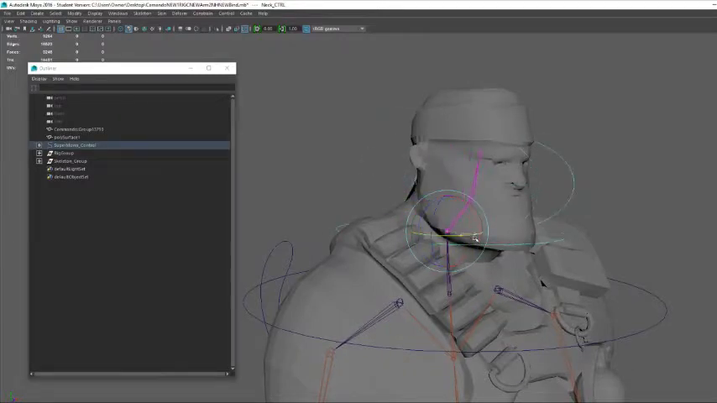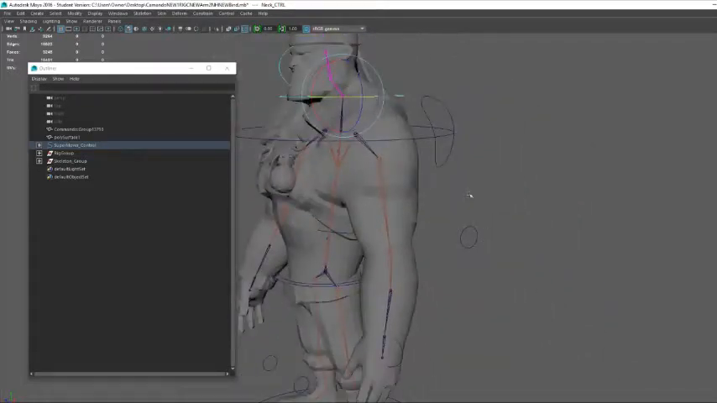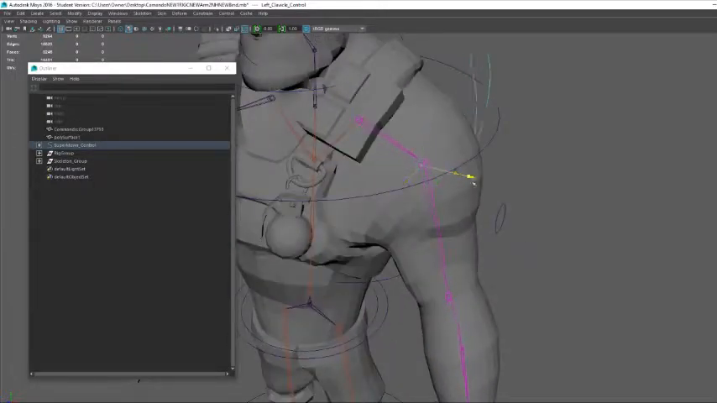Okay, let's quickly go over the arms of the model. To start from the shoulders down, there is a clavicle control at the back of the shoulder to control the orientation of the clavicle joint. It is constrained by an aim constraint.